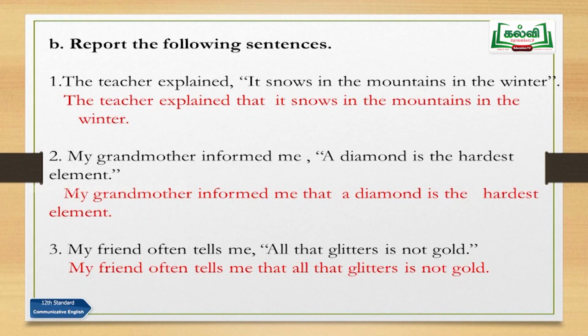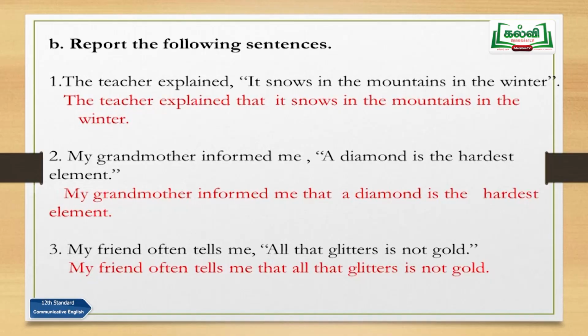"My grandmother informed me a diamond is the hardest element." So this is true. Diamond is supposed to be the hardest element. Whether you use it or I use it or the earlier generations had used it or the forthcoming generations will use it, diamond is going to be the hardest element. This property, this feature of the diamond never gets altered or changed. So my grandmother informed me that a diamond is the hardest element.